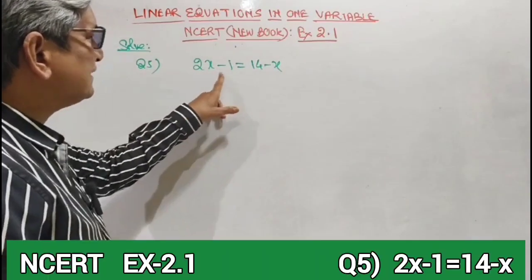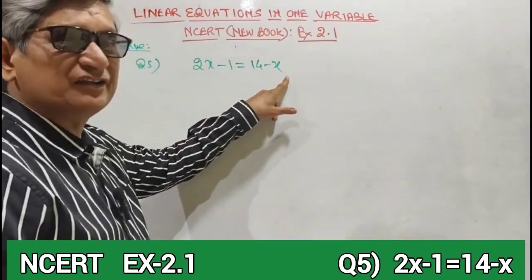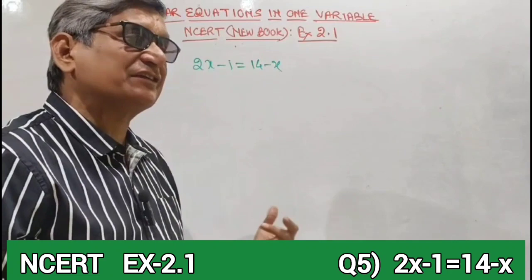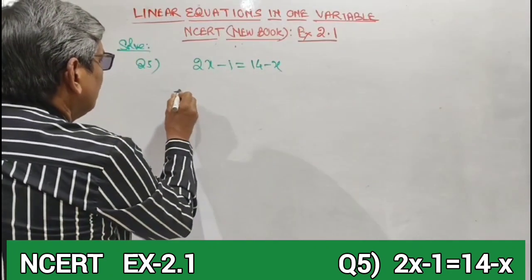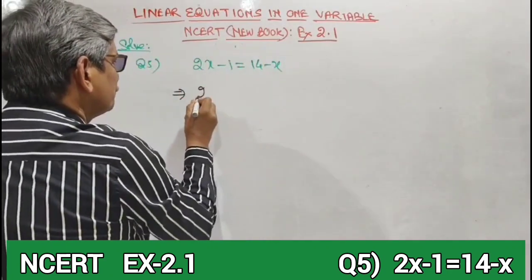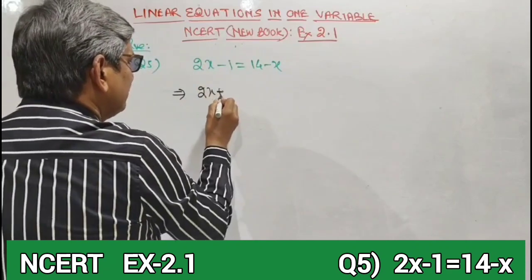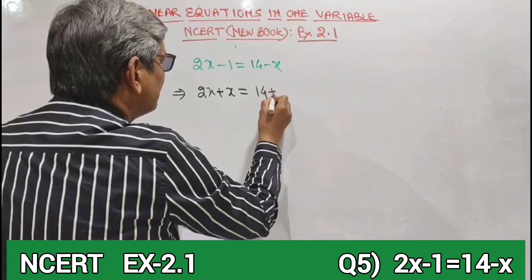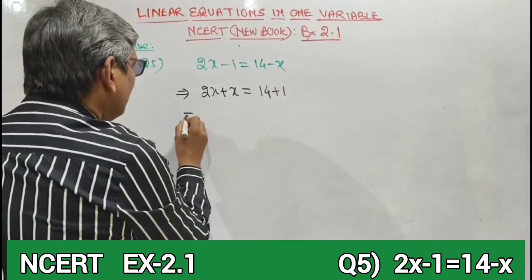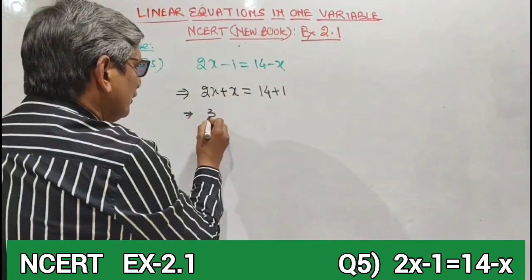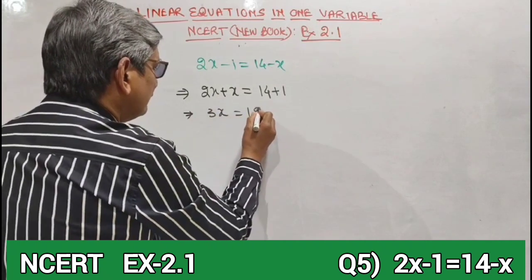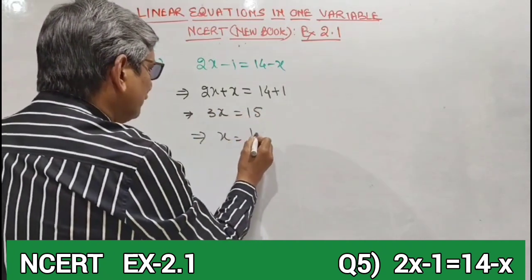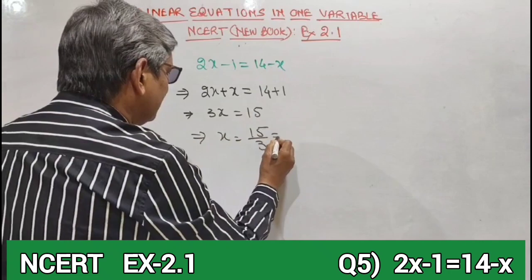We have to solve 2x - 1 = 14 - x. Here the variable is x. What are we actually going to do? We will get the x on this side. So this is 2x, and minus x comes to this side, it becomes plus x. Here it is 14, and 1 goes to the right hand side, it becomes plus 1. So 2x plus x is equal to 3x, and 14 plus 1 is 15. Therefore, x is equal to 15 divided by 3, which is 5.